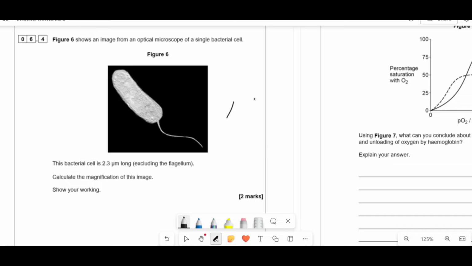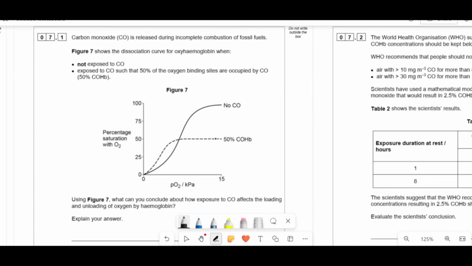Show your working. So I can't do this because the ruler is a bit janky. But use the formula I equals AM. Image equals actual times magnification. Magnification equals image over actual, right? You need to make sure that the units are consistent though, right? So what you would do is measure, they've told you it's this long, so from here to here with your ruler, which would be in centimeters, convert it to micrometers, or you convert this to centimeters, either's fine, and then you just do it and you're done. Bish, bash, bosh, finished.